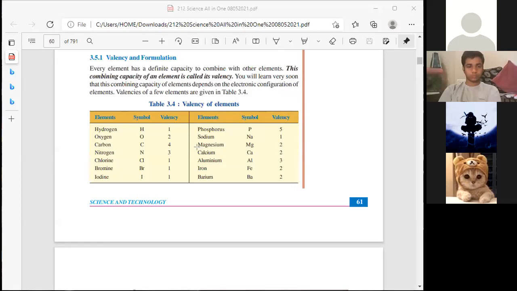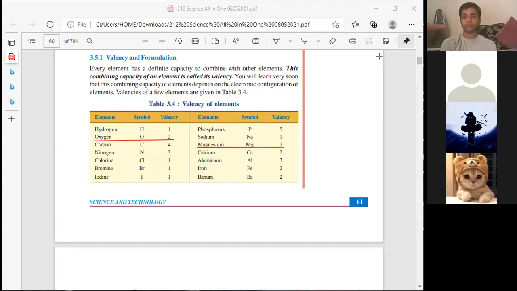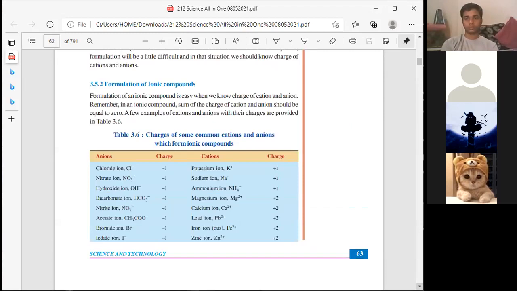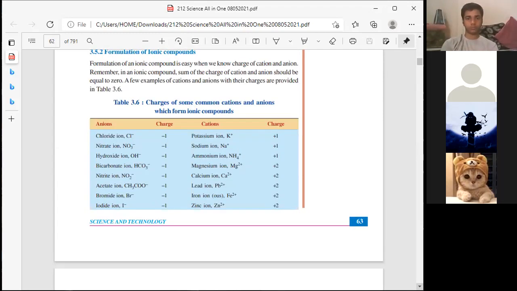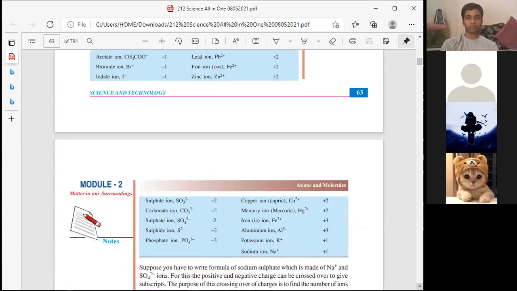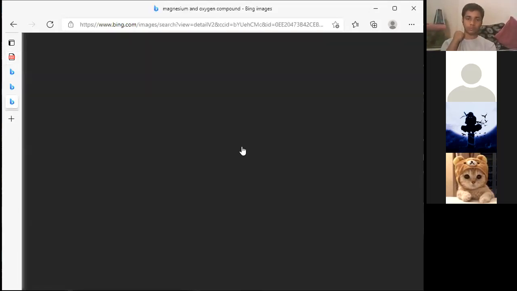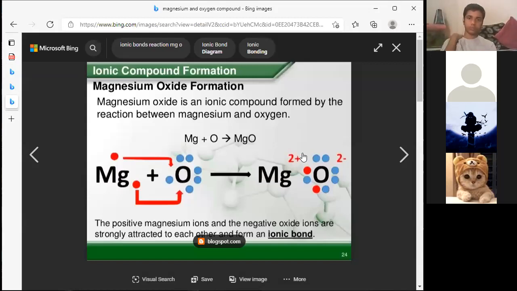Yeah. What is the valency of magnesium? 2. What is the valency of oxygen? 2. Okay. Now, if you go to see their charges that we learned in the ions, you will see oxygen. They have not given you here, but here it is very clearly mentioned. Magnesium is 2 positive ions and oxygen is 2 negative ions. So when they come together, they form an ionic bond.